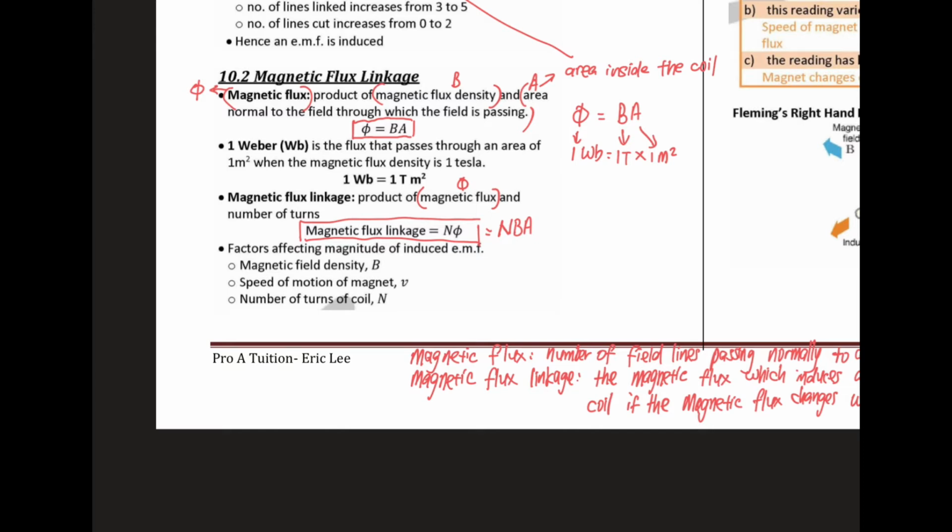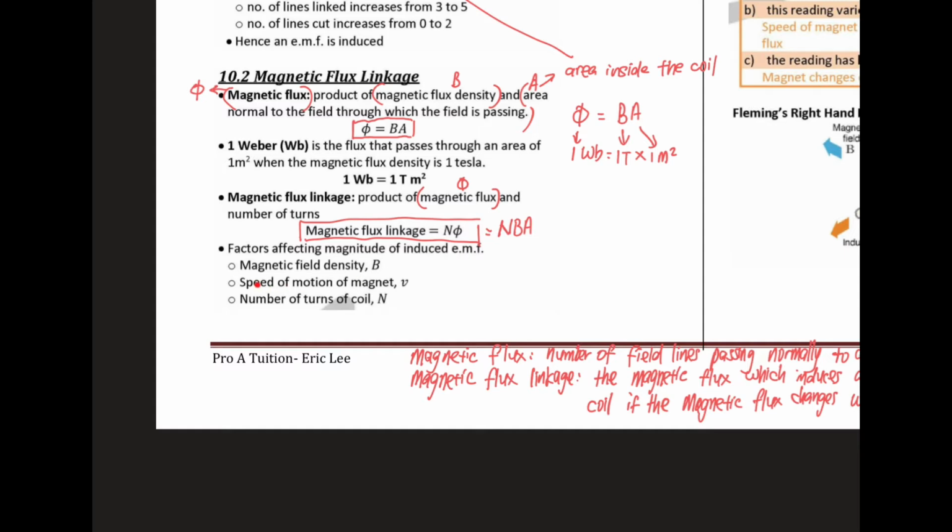So next one, factors affecting magnitude of induced EMF. We have three factors here. The first one, magnetic flux density. Let's standardize the words. Magnetic flux density, which is B. The stronger the magnetic flux density, of course, the EMF induced will be greater. Imagine you're using a strong magnet to move in and out of the coil, then of course the EMF induced will be greater.